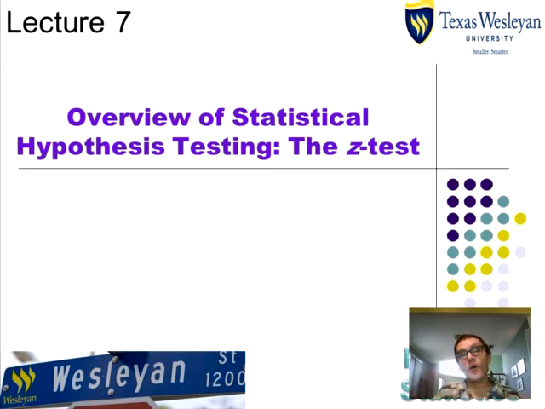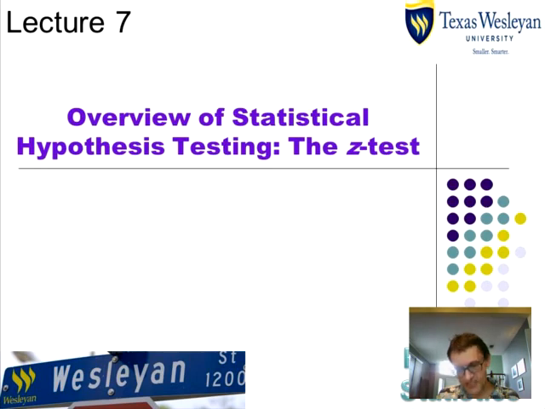Okay. So, what we have today is lecture 7, overview of statistical hypothesis testing. And so we're going to talk about the z-test. Now, the z-test is something that you basically know already. You know all the details of the z-test. We've been over it all before. We'll formalize it today. But what's really the new part here is this thing called hypothesis testing.